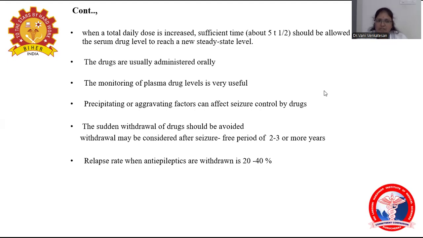Precipitating and aggravating factors can affect the seizure control achieved by the drugs. Sudden withdrawal should be avoided because sudden withdrawal, even of anticonvulsant drugs, can cause seizures. The relapse rate of antiepileptics after withdrawal is 20 to 40%. That is why we always make sure the patient has a minimum of 6 months to 1 year of epilepsy-free interval and a minimum of 2 years without seizure. Then we will consider stopping or reducing the dose of antiepileptics.